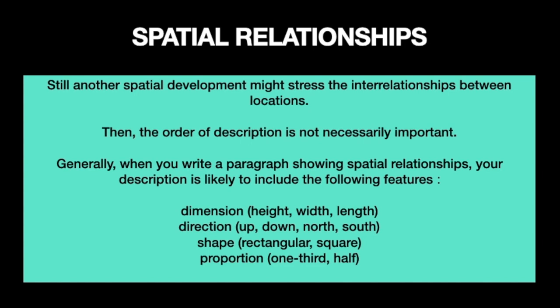What important things are there in case we are describing something, especially when it comes to a location or a place? You have to discuss the dimension, direction, shapes, and proportions. This is how your spatial relationship can be explained.